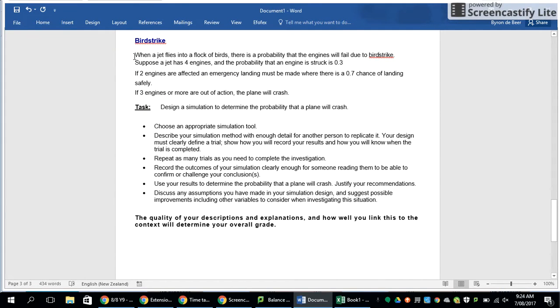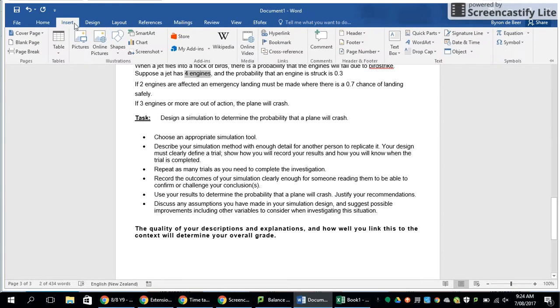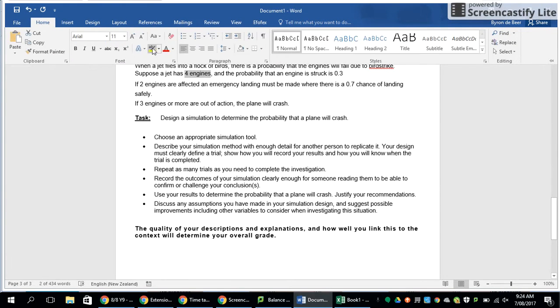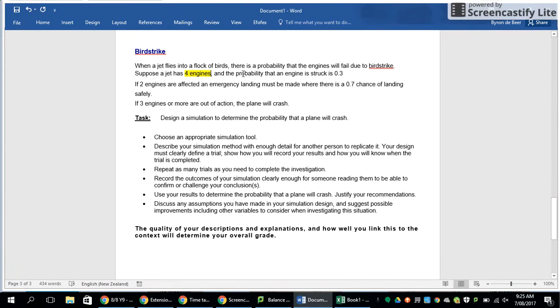And there's 4 engines, and each engine, and that's something you've got to think about. Each engine is struck at 0.3. Look, if you are reading through this, I suggest you highlight the important things. So we have 4 engines, and we also have a probability that the engine is struck, which is 0.3.